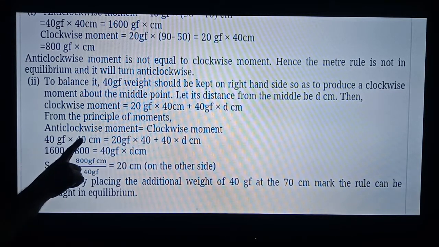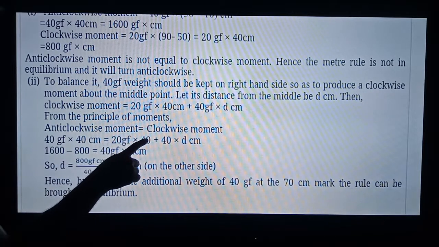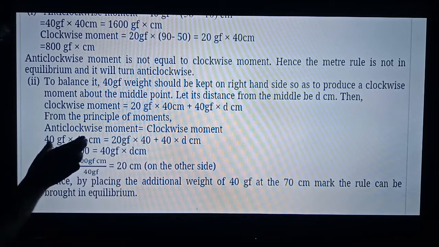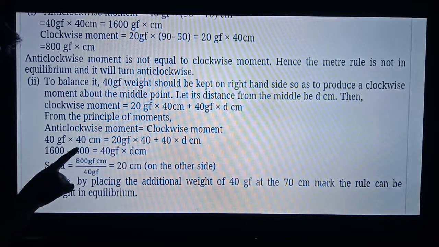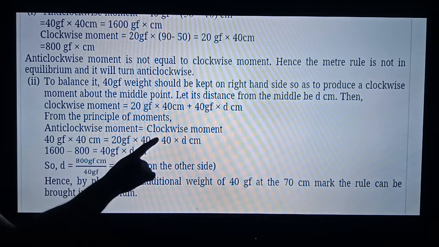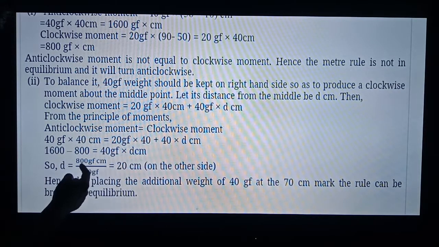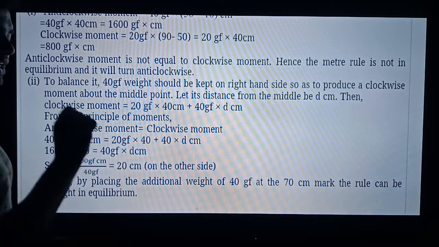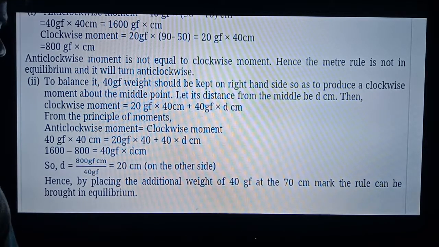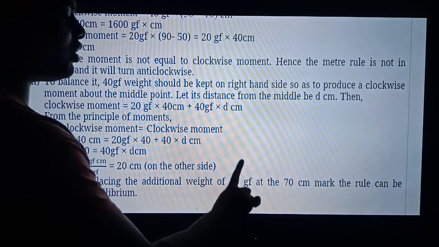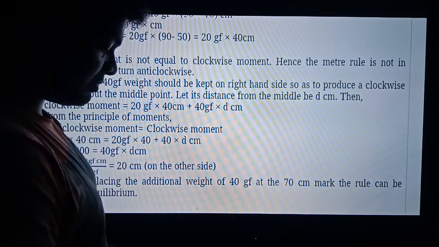Then 40 into 40, 1600, and 20 into 40, that is 800, bring to this side, that is 800. So 1600 minus 800, 800 will be left. Here 40 into d. So d is equal to 800 divided by 40, that is 20 centimeter on the other side. Hence, by placing the additional weight of 40 GF at 70 centimeter mark. Let's see the mark.